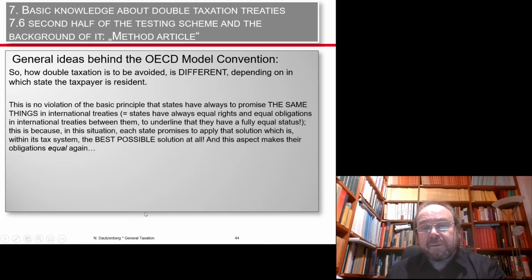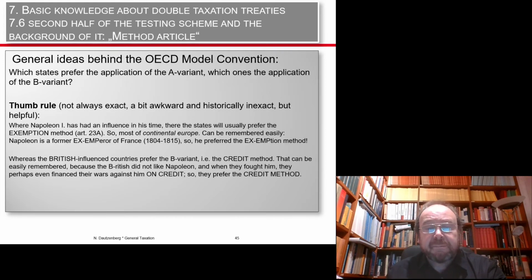and you always must know you have to determine where your taxpayer is, and then you read that paragraph, either the first or the second, which applies to the residence country of your taxpayer. Now, there is only one foolproof way to find out if the A or B variant will apply to a taxpayer. That is, just look it up in the concrete text on the internet or in the database. Nevertheless, there are some rules.